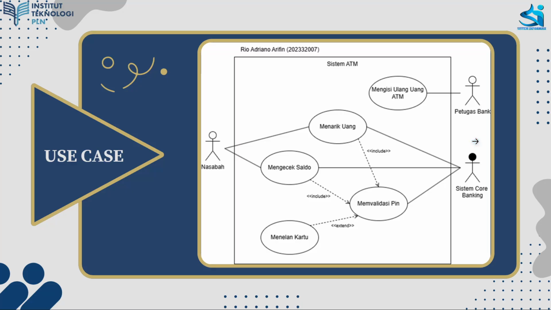Second, the petugas bank, or the bank staff. This actor is not a typical user. Their role is purely for maintenance. As per the study case, their only interaction is to perform the mengisi uang ATM, or refill cash, use case. And the last one is the system core banking. This is a non-human actor, or a secondary actor. It is an external system that the ATM must communicate with. It is necessary for validating data, such as checking if a PIN is correct, checking if the balance is sufficient, and debiting the account after a withdrawal.